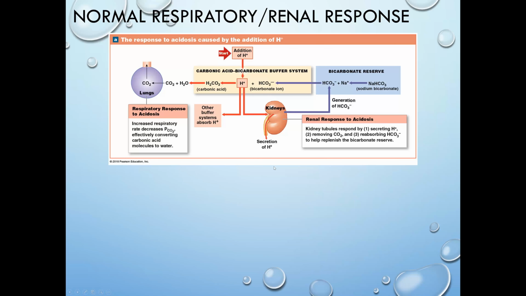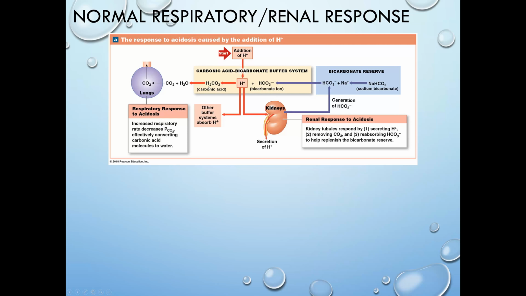Acidosis would be a decrease in pH. So if we start up here at the top, if we have the condition of acidosis, that means we have too many hydrogen ions. So there are two ways to get rid of these hydrogen ions. One way is for the hydrogen ions to be converted into carbonic acid by joining them with a bicarbonate ion. And if you need a bicarbonate ion, you can get one from the bicarbonate reserve, and the kidneys can also contribute bicarbonate ions. You combine the hydrogen ion with the bicarbonate ion to make carbonic acid.